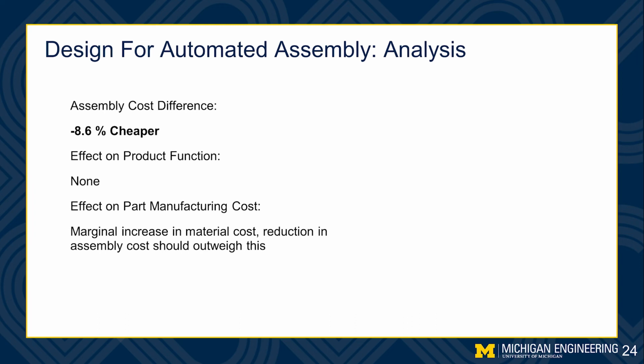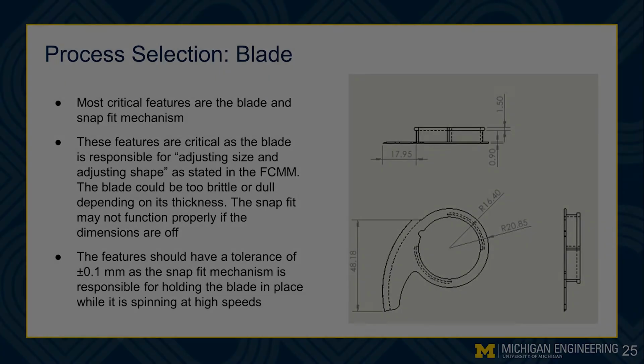This comes out to be 8.6% cheaper than before the redesign. The effect is nowhere near as large as the manual redesign, but these are still adequate savings nonetheless. The added features should not have any impact on product function. However, the addition of them slightly increases the amount of material used to manufacture the parts, though the increase in material cost should be more than compensated for by the assembly cost decrease.